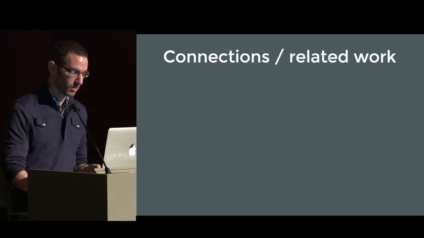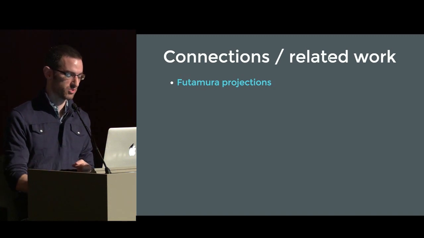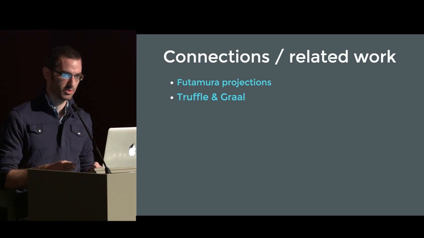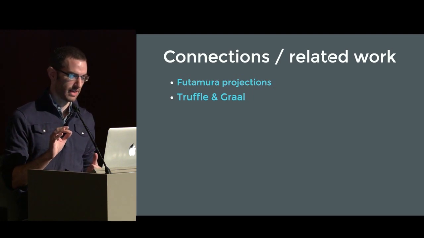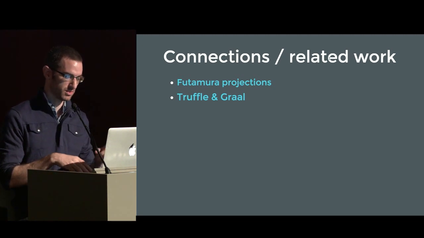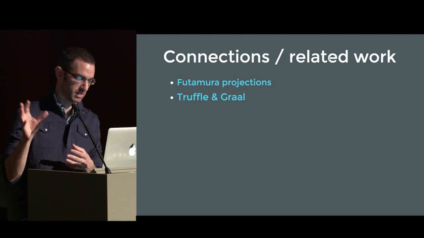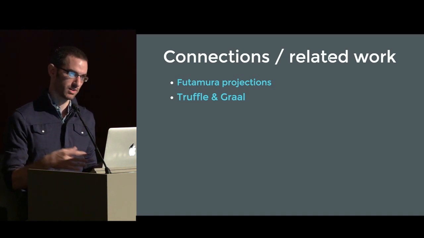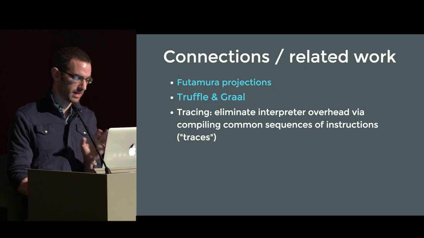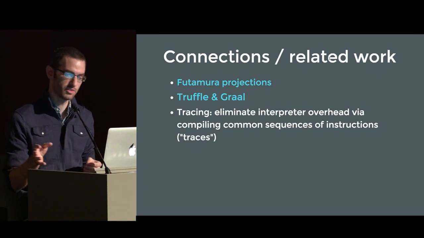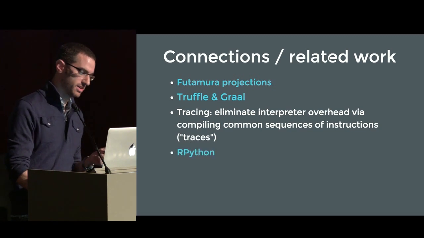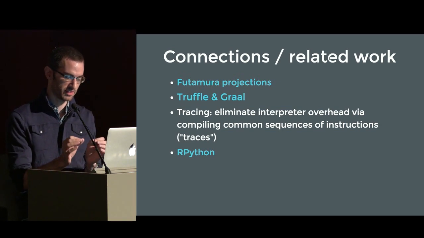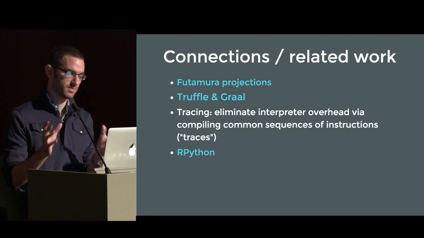So I want to mention a couple of related works. I mentioned the Futamura projections. There's also a project by Oracle called Truffle and Graal. It's a bigger framework for doing compilation via partial evaluation, and I think you could probably get even better performance using something like it, but it's a bigger framework, and I think it's pretty neat that you can get such good results just writing ordinary Scala code, no fancy frameworks. I also mentioned tracing as another approach to getting rid of interpreter overhead. There's a very interesting project called RPython, which will generate a tracing JIT for you if you write an interpreter in this subset of Python. So that's another interesting project.